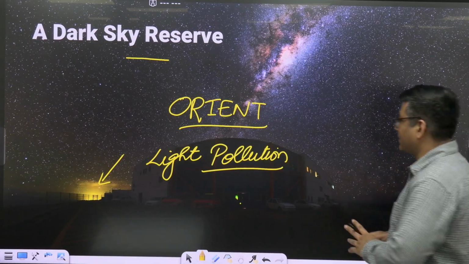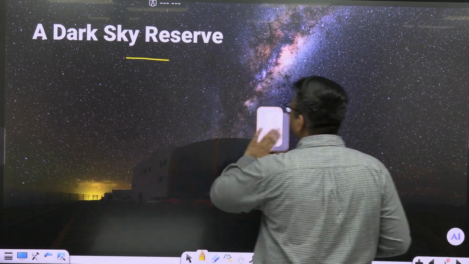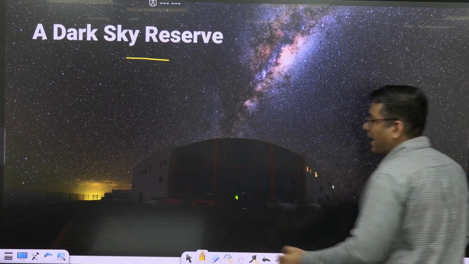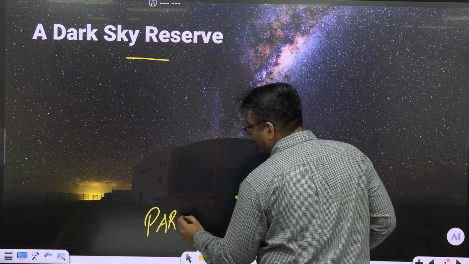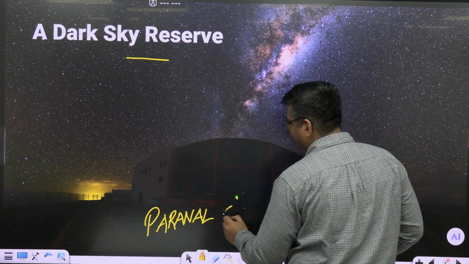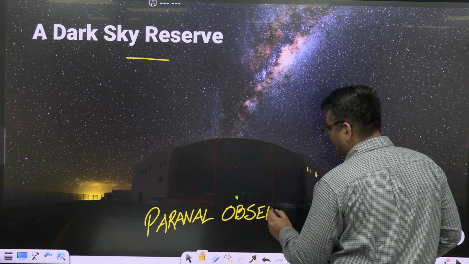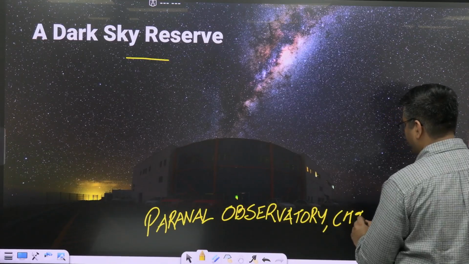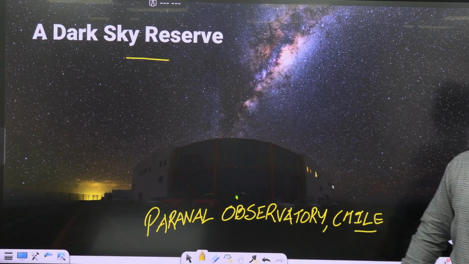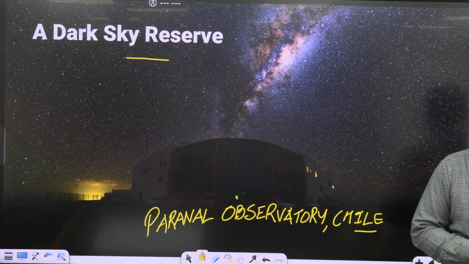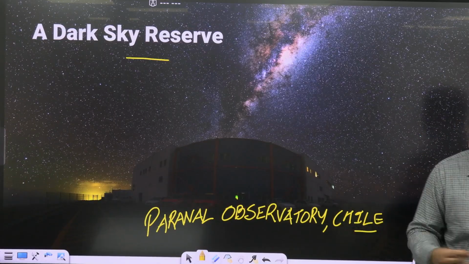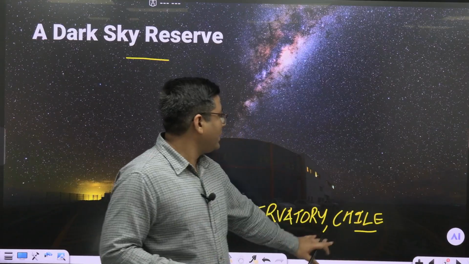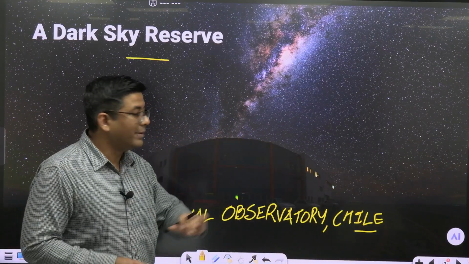Now let me name this place. You have understood what a dark sky reserve is, and you understood the characteristics. This place is actually called Paranal Observatory. It is located in Chile. You know Chile as a country? It is in South America. On the west coast of South America, you have a country called Chile. Its capital is Santiago. Chile is the country where this particular observatory is located.